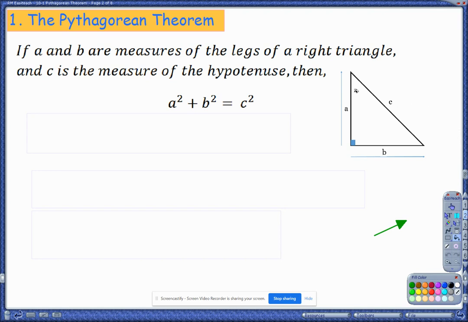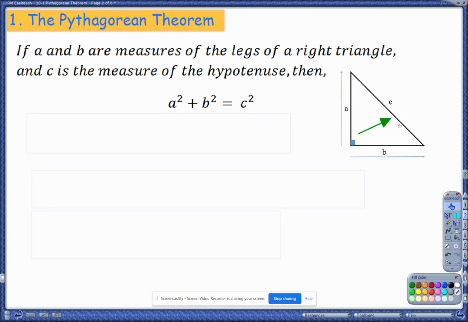So, if you have a right triangle, and we usually mark the right angle with the little square, the two sides of the right angle are known as the legs. And we label them as A and B. And it doesn't matter if you change the B to the A and A to the B, as long as one of them is A and the other one is B. But the side that is opposite the right angle is the side known as the hypotenuse. And we use the letter C for that.